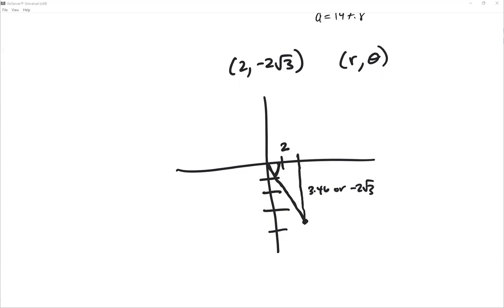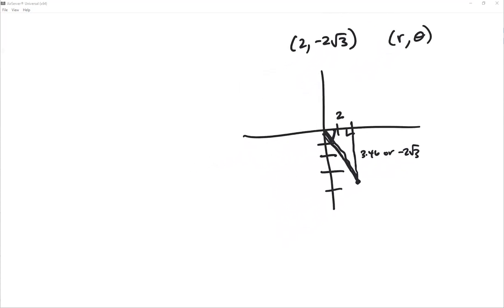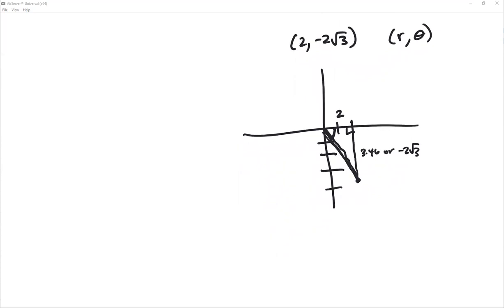Right now, how do we get the radius? Anybody know how to get the radius? It's pretty straightforward. Find R by doing the distance from the origin to X and Y. It's the Pythagorean theorem, right? So R squared is equal to A squared plus B squared, or X squared plus Y squared. Let's do that.